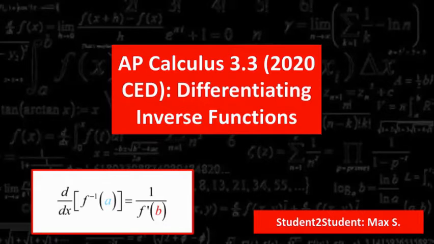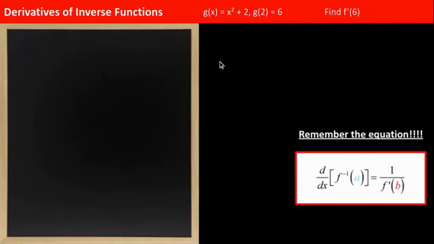If you click on this video, I'm sure you need help with section 3.3, differentiating inverse functions. So let's get into it. All right, so I've thrown out some stuff up here. g of x equals x squared plus 2, and g of 2 equals 6. So we're going to find f prime of 6.